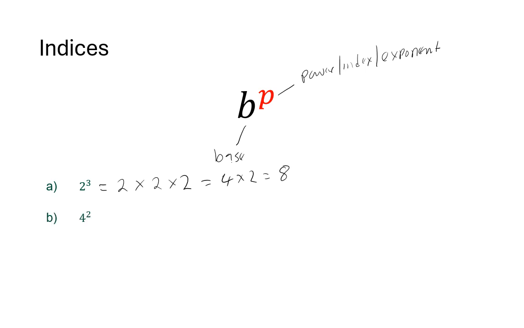And if you have 4 squared, that is 4 raised to the power 2, our base is 4, our power is 2, it means you should multiply 4 by itself twice. So this is 4 times 4, and this is 16.